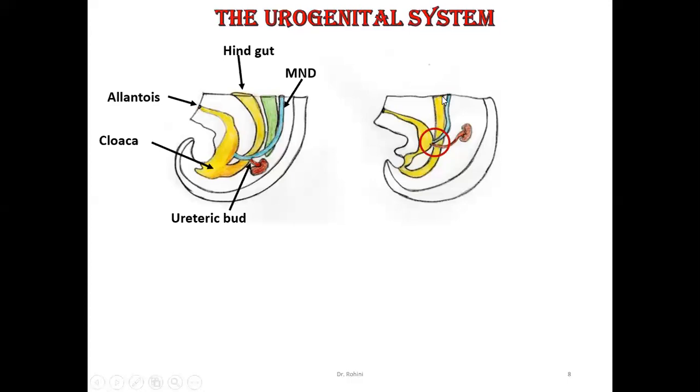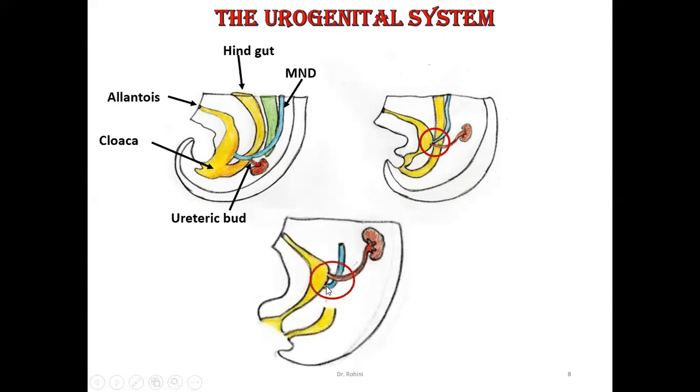Now see here, this bud is arising from the mesonephric duct. After that, the part caudal to the opening of the mesonephric duct will get absorbed. And now see in the second diagram, we have the opening of the mesonephric duct and the ureteric bud at one point on the dorsal wall of the developing cloaca, or you can say the primitive urogenital sinus.